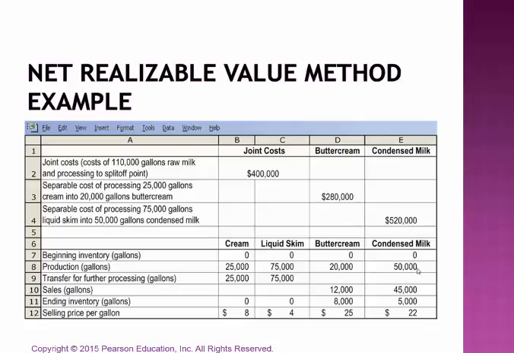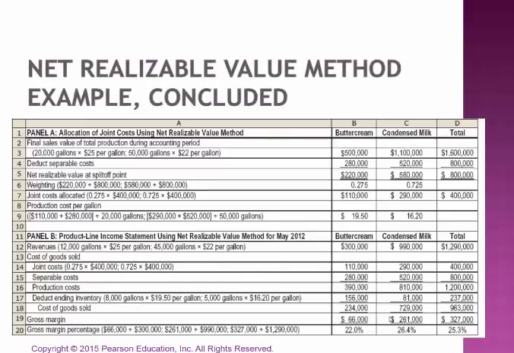Same kind of scenario here with the condensed milk. We produced 50, but we only sold 45. Therefore, we have 5,000 left in ending inventory. We need to come up with cost of goods sold, and we need to come up with ending inventory values. The selling price for those, again, was $25 and $22. All right, so how do we go about doing this?